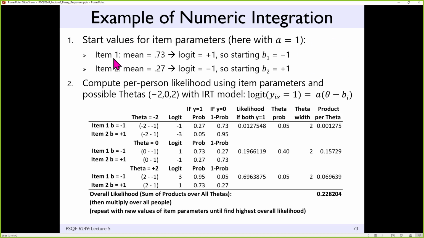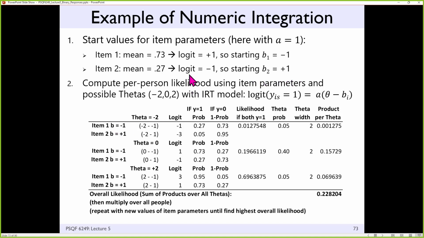So let's say that I have a model in which I have 2 items here. Item 1 has a mean of 0.73 in terms of its probability of a 1. That corresponds to a logit of 1, so that's my starting value for this item's difficulty. Let's say that I'm fitting a Rasch model to make my math work easier, in which A is 1 for both of these items. Item 2 is a harder item, so its mean is 0.27, a logit of -1. So its starting value is going to be positive 1 instead. Cool.